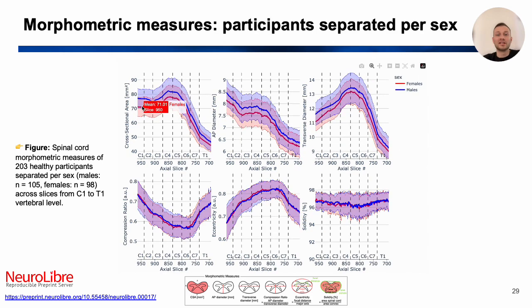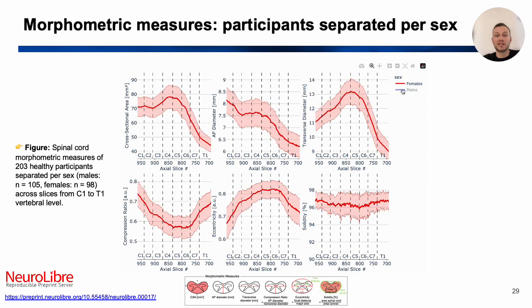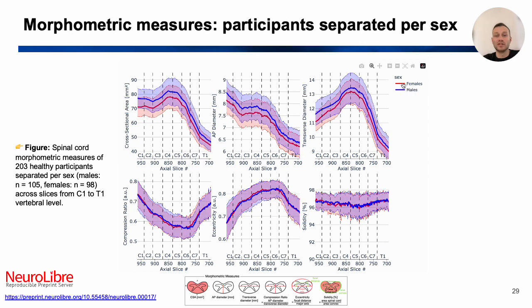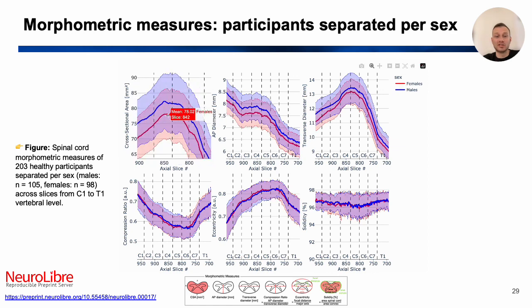Here we have the same 6 morphometrics separated per sex. Again, the x-axis represents individual slices in the PAM50 template space from the C1 to T1 vertebral level. As you can see, the interactive figures allow us to explore trends between sex. You can hide and show the traces by clicking on their corresponding legend items. Again, you can zoom to explore more details.